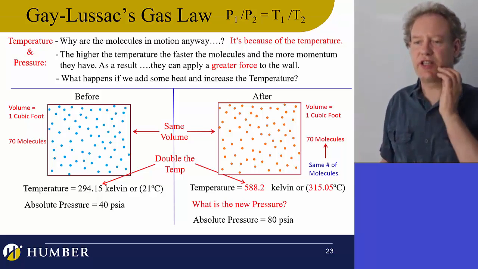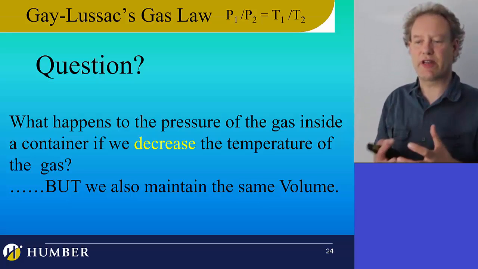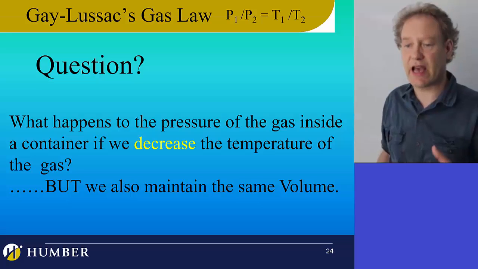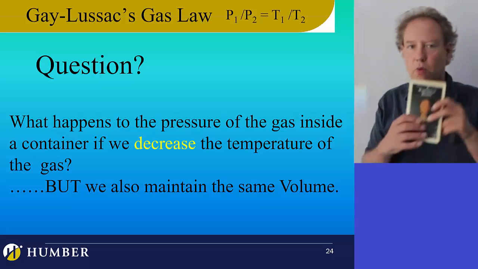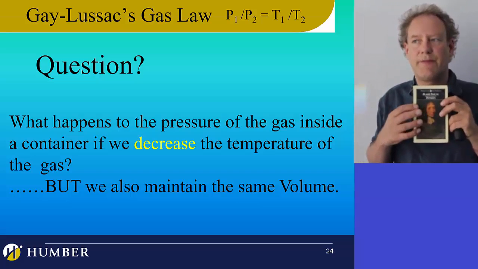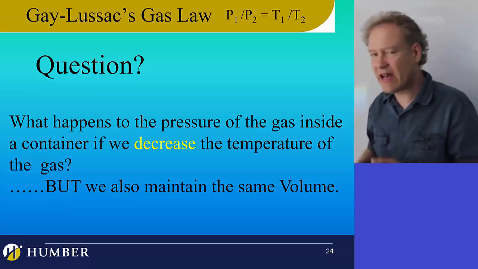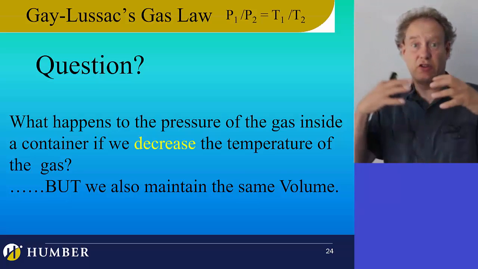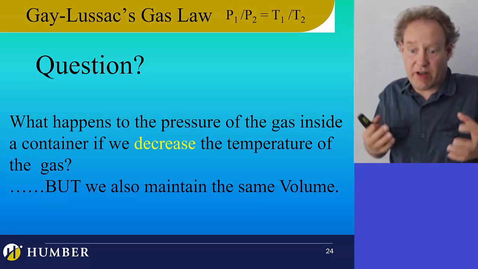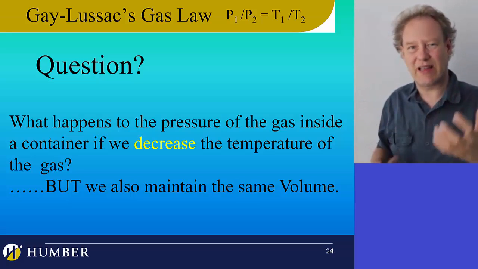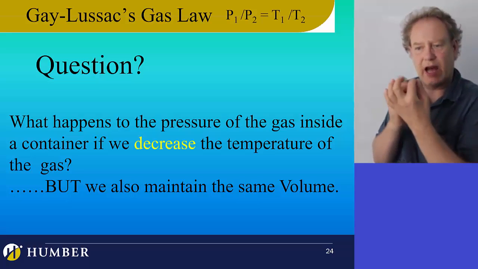Cool. So let's look at this from another example. We're going to cool it down. What happens to the pressure inside a gas if we decrease the temperature of the gas, but maintain the same volume? Well, going back to Blaise, the molecules have less molecular energy. They're hitting the outside of the wall of the vessel less because they're slower, and their kinetic energy hitting the wall is less as well. So the pressure is going to go down, because pressure is really the amount of force applied per area.